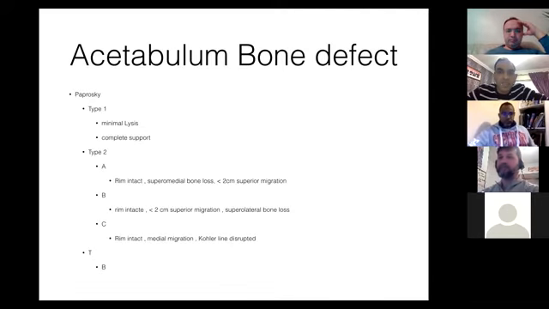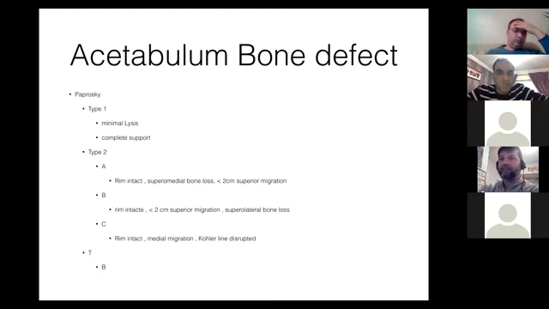So, acetabular bone defect. The Paprosky classification is mentioned. Type 1 is minimal lysis. Basically, it all depends on whether you can get primary stability of your trial component. In type 1, with minimal lysis, you can just put in a big cup and you will get a stable fixation. Type 2 is divided into 3 types, A, B, and C. Type A has less than 2 centimeters of superior migration. There will be no ischial osteolysis, and there will be only superomedial bone loss, but the rim will be intact.